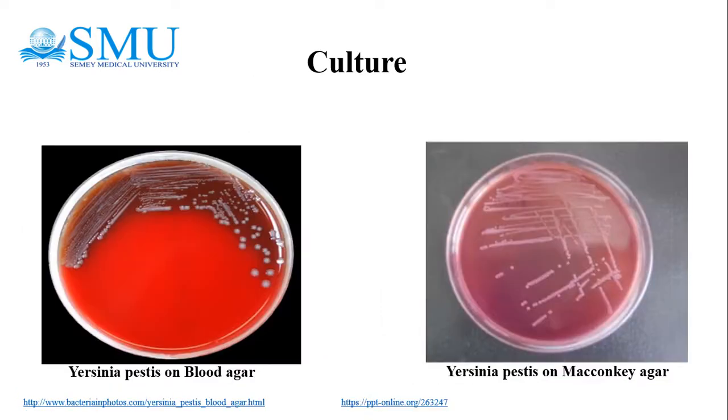Now the culture characteristics of Yersinia pestis on blood agar and MacConkey agar. You can see the colonies of Yersinia pestis on these petri dishes. Yersinia pestis is aerobic and facultatively anaerobic. The optimum temperature for growth, unlike most pathogens, is 27 degrees Celsius, but the capsule develops best at 37 degrees Celsius. It is not fastidious and grows on ordinary media. The various media used are as follows.